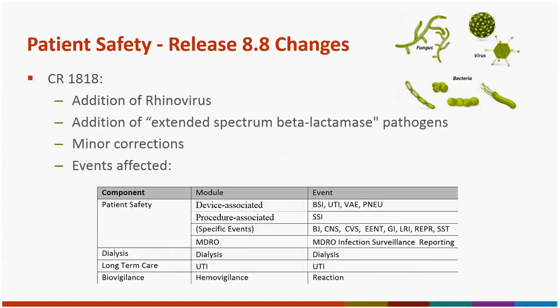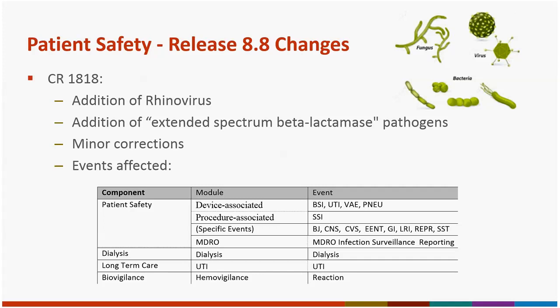Next slide. So this was sort of a catch-all for things that we had floating around that needed to be changed, or we had a few additions we wanted to sneak in. So CR 1818, the addition of rhinovirus, I believe it was first a local code, and then we took it out, and now we actually have a SNOMED code, so it's been added back.